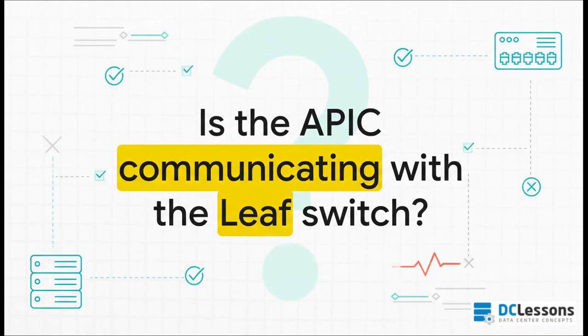Let's start with the most fundamental question there is. You've got a leaf switch that's not showing up. The first thing you have to ask yourself is, can the APIC even see it at the most basic level? Is that initial LLDP handshake even happening? So how do we check that?